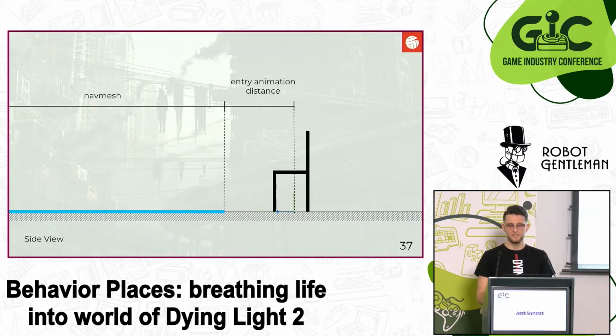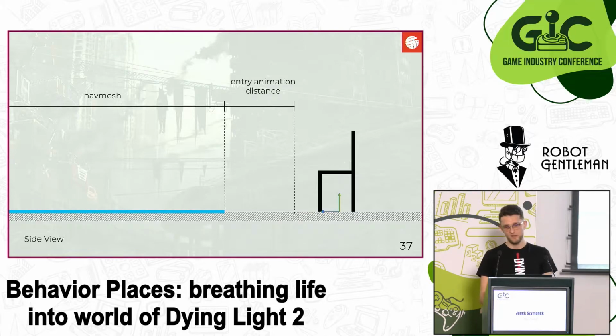Okay, but what if the chair was moved further away from the nav mesh? What if it was rotated differently? If we execute the animation too soon in space or too late, we will not match the chair position. So should the level designer move the chair closer? But that's a lot of tedious work for thousands of chairs. So should we do that automatically?